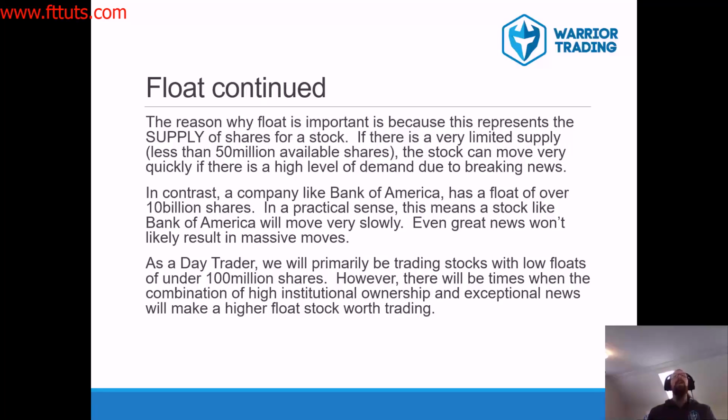Limited level of supply when you have very strong demand creates those 20 to 30% moves, and sometimes even bigger, like the move we saw today on APOP. Now, a stock like Bank of America has a float of over 10 billion shares, right? That's crazy. So in a practical sense, Bank of America moves very slowly. Even with great news, it's not going to move 30% in a day. Very, very unlikely. That means it's a safer vehicle for a long-term investment. It's less volatile. But day traders like volatility. We want stocks that are going to move and that are going to move in a predictable way.